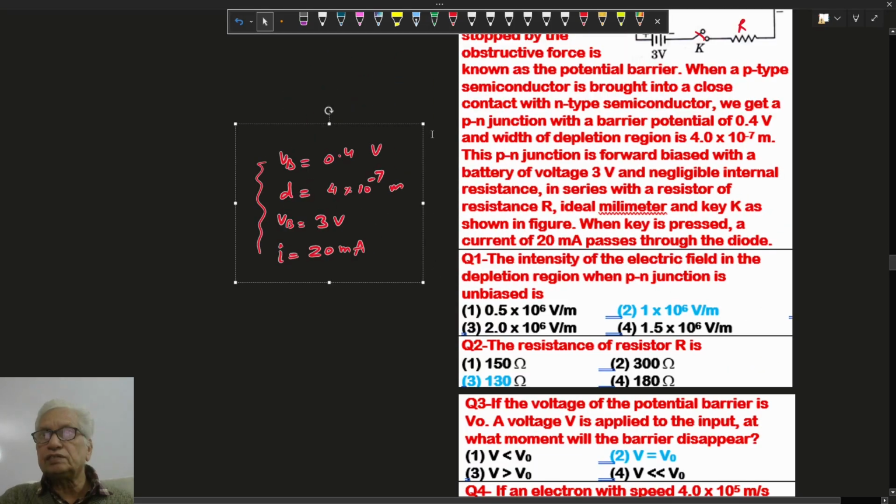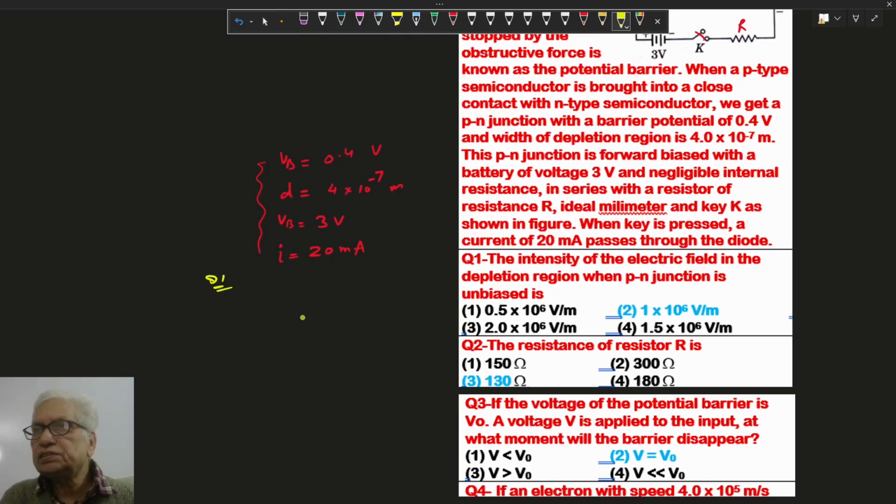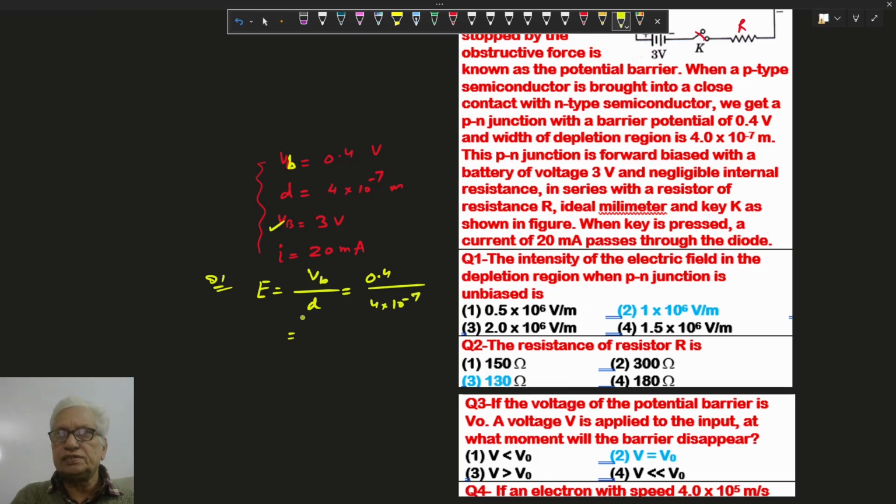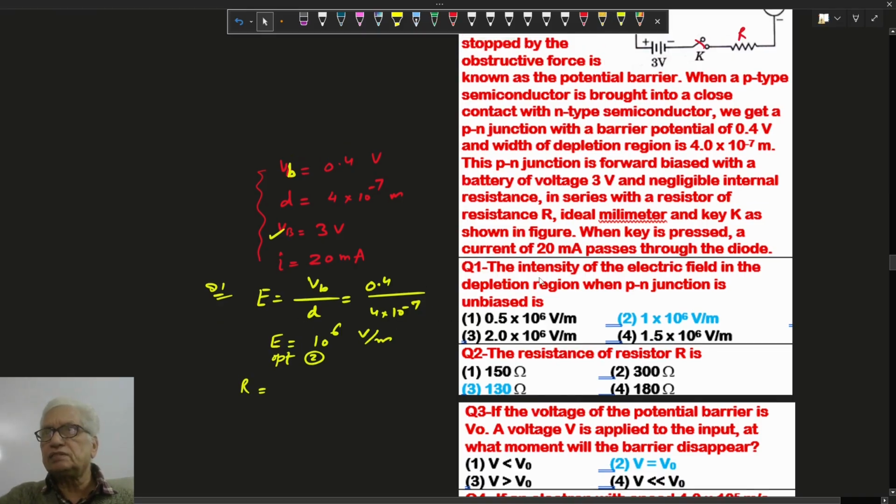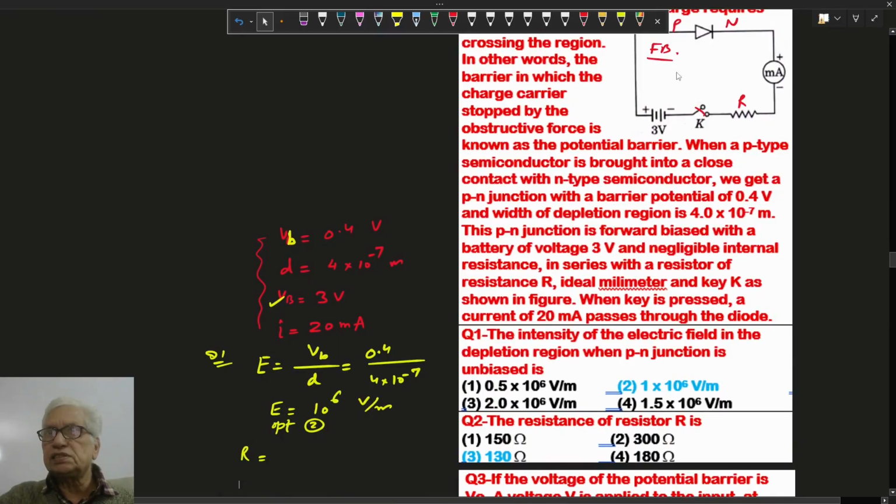So here question 1. The intensity of the electrical field in the depletion region in the unbiased condition is given by the barrier voltage divided by the gap. Barrier voltage 0.4 upon gap 4 into 10 to the minus 7. So the electrical field is 10 to the 6 volt per meter. So this option is correct.